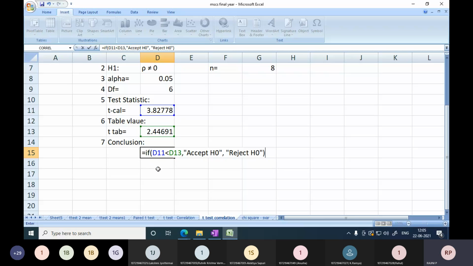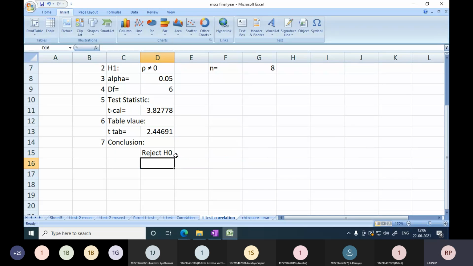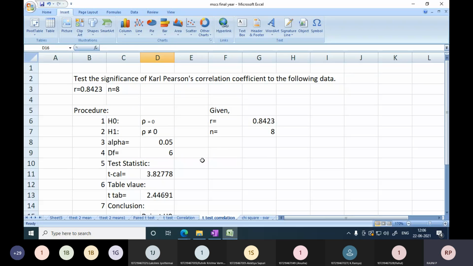Yeah, so what is that? If t cal is less than t tab, then accept H naught, otherwise reject H naught. Yeah, reject H naught. Conclusion. So what is the statement that can be given? Check that.